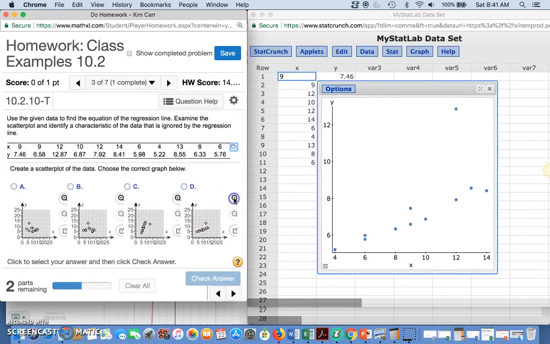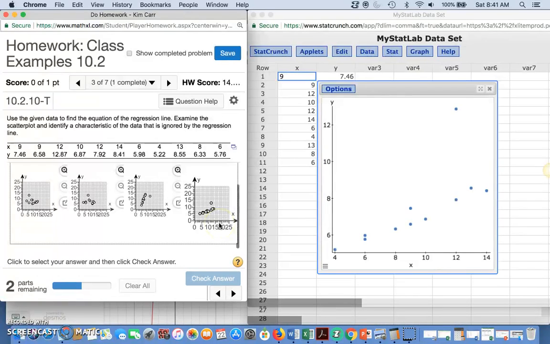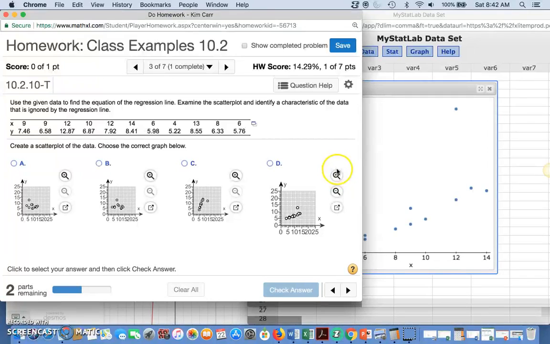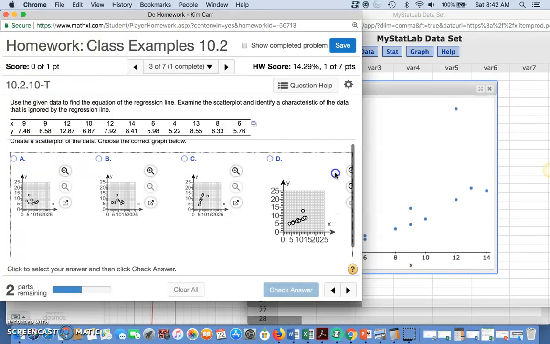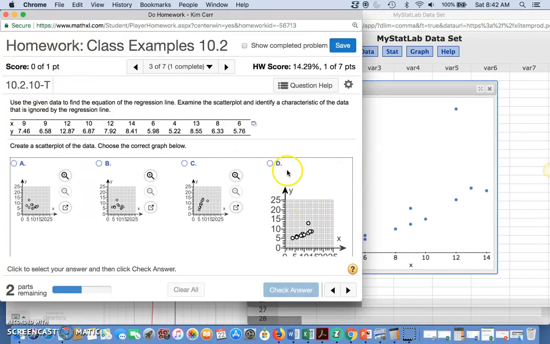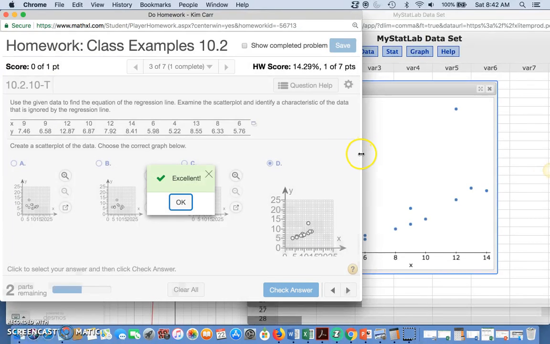If you wanted to, you could come over here and you should be able to make that get a little bigger, but I've got everything so small it's hard to see. But I believe this is going to be it. The more you go in, I believe that looks like it. So let's choose D. And that, of course, was correct.